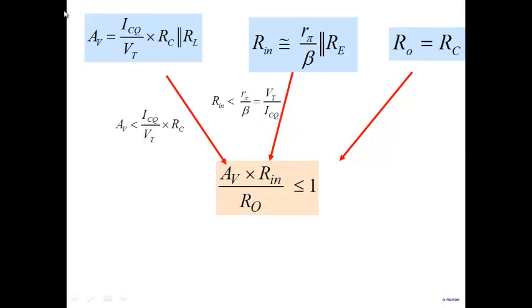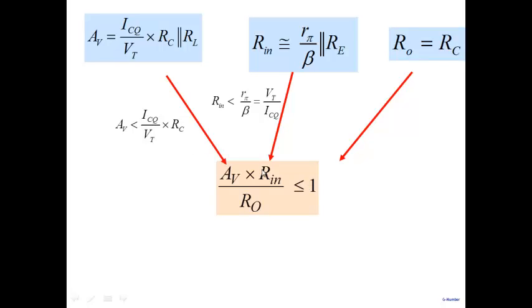Now let's look at these things here. From the first one, I know that AV will be less than ICQ by VT into RC, because RC is always greater than RC parallel RL, and therefore my gain will always be less than this quantity. Not only that, Rn will always be less than R pi by beta, because Rn is R pi by beta parallel RL. And R0 is RC. I can combine these three things together, and if you take AV multiplied by Rn divided by R0, it is less than or equal to 1.